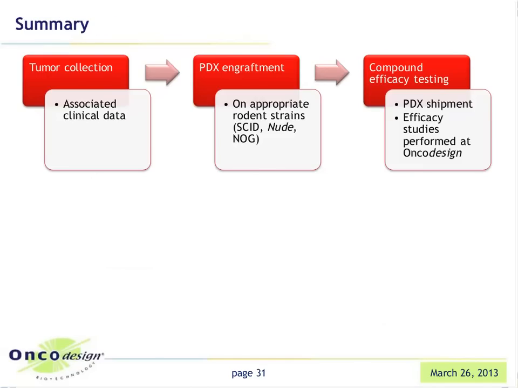Just to summarize what I have told you today, we have the network to collect all the tumors directly from the surgeon, to associate them with the clinical data. We generate the PDX models on the appropriate strain, usually the skin on the nude mice. We can go further down with immunodeficient mice, the NOG. This is notably used if you want to engraft other cell types like immune cells or stroma cells.